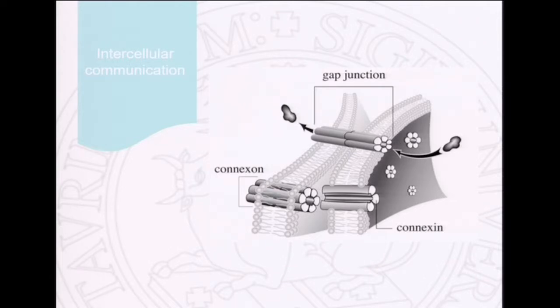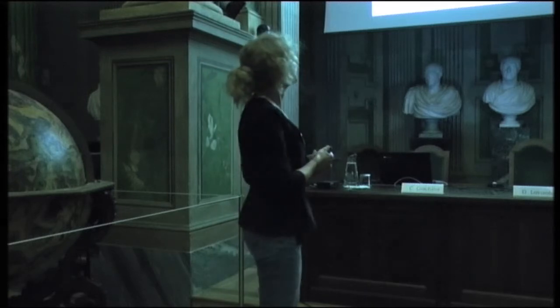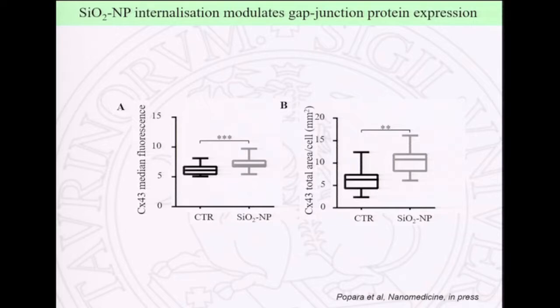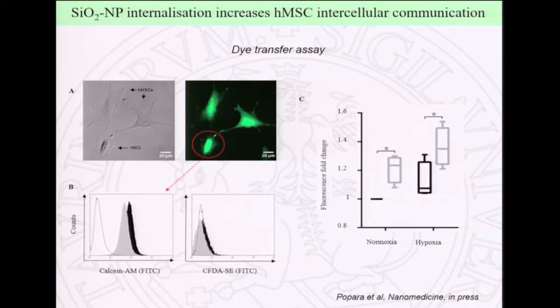Then we looked at intercellular communication, and we are very interested in the gap junction channels, especially those composed of connexin 43, which are very relevant in intercellular communication at the myocardial level, and the electrical coupling of the cells depends on these channels. What we observed was that silica nanoparticle internalization can modulate gap junction protein expression, which becomes more expressed. Not only that, but these gap junctions are indeed functional. This is a dye transfer assay, and the mesenchymal stem cells having internalized the nanoparticles are now more prone to transfer the dye, which is a gap junction permeant dye, to recipient cardiomyocytes.